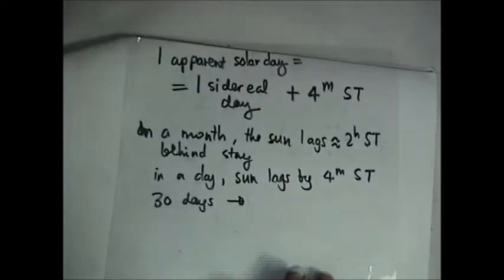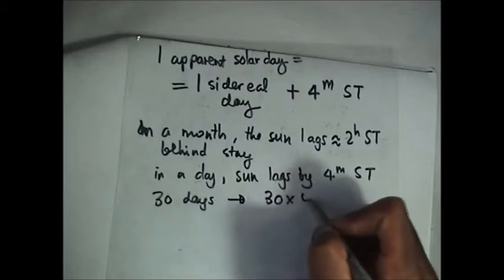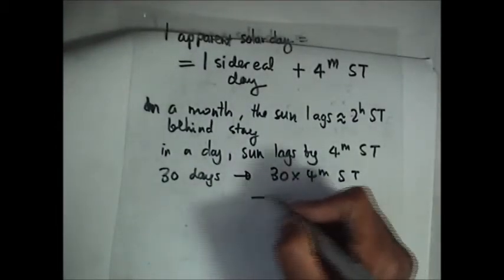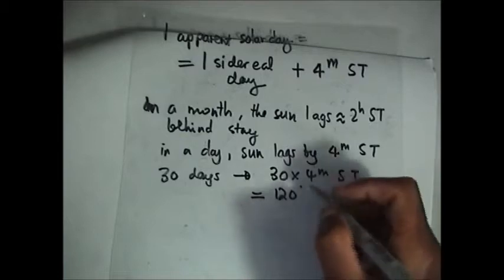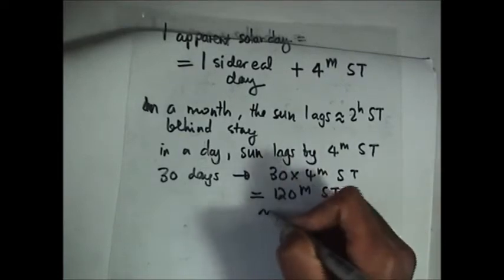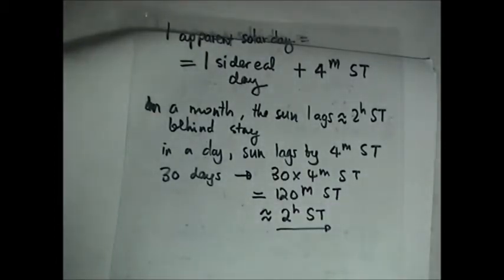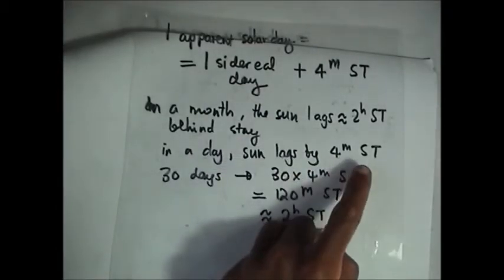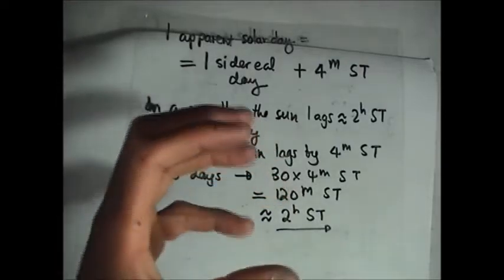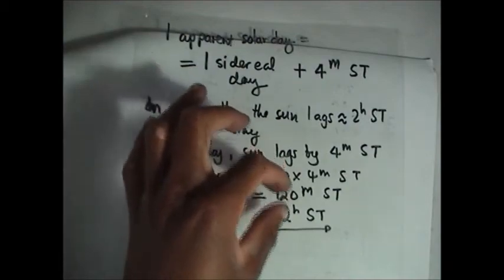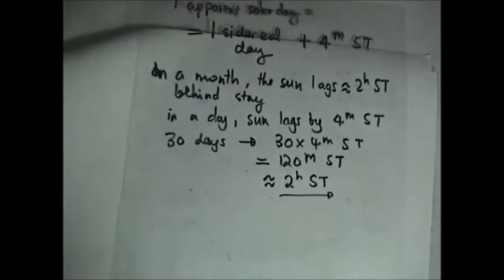In 30 days, then definitely it's going to lag by 30 times 4 minutes sidereal time, because every day it's going to add 4 minutes. So if we do that, this one is equal to 120 minutes sidereal time, which is approximately 2 hours sidereal time. I think this one was easy to see because every day the sun lags by 4 minutes sidereal time. Therefore, in 30 days, those days are going to accumulate until it's a total of 120 minutes, and that is 2 hours sidereal time.